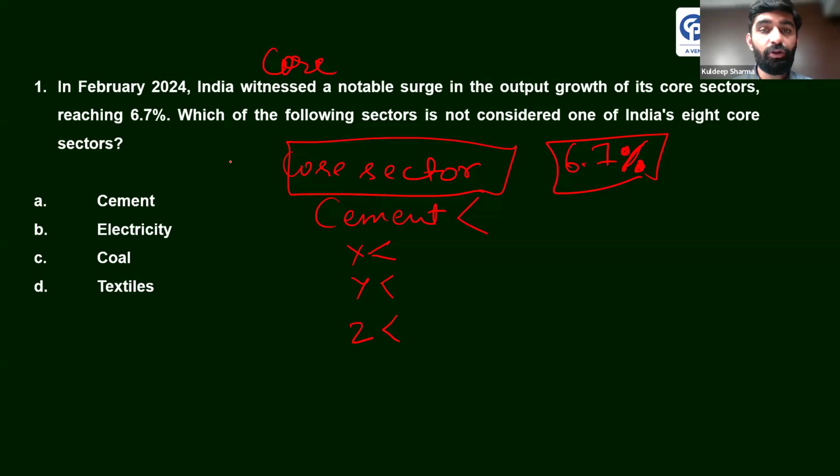So you have to tell me which of the following sectors is not considered one of India's 8 core sectors. As of now, there are 8 core sectors of India on the basis of which we measure the value of industrial production in an economy. So you have 4 options. Is it cement? Is it electricity? Is it coal? Or is it textile? So the answer here is D, textile.